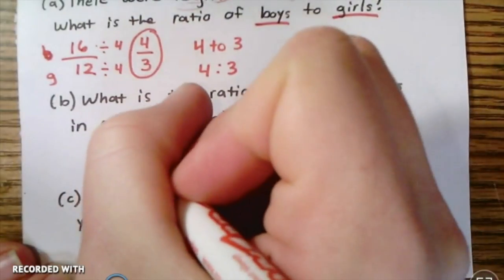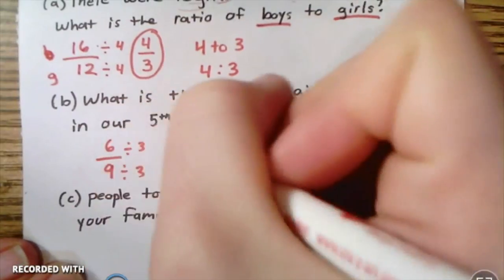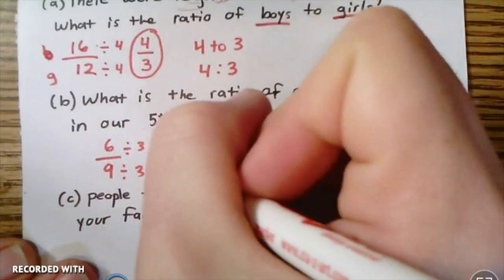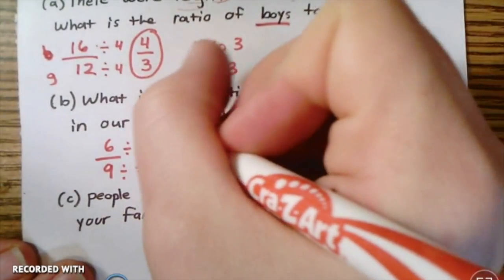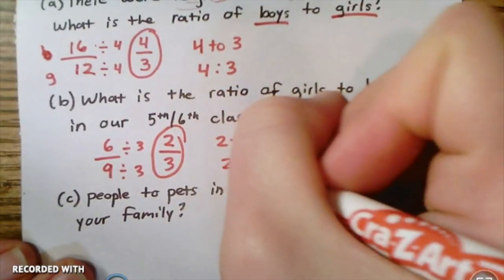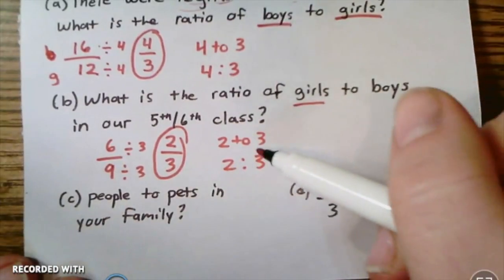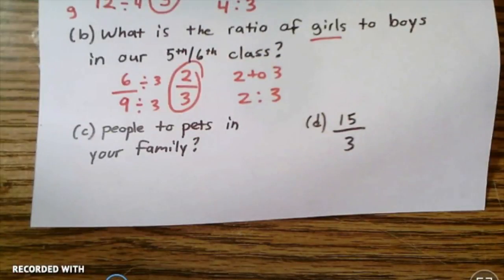So now I'm going to reduce this. I'm going to divide them both by 3. And I get 6 divided by 3 is 2. 9 divided by 3 is 3. And so my answer is 2 to 3. There are 2 girls for every 3 boys. We're outnumbered.